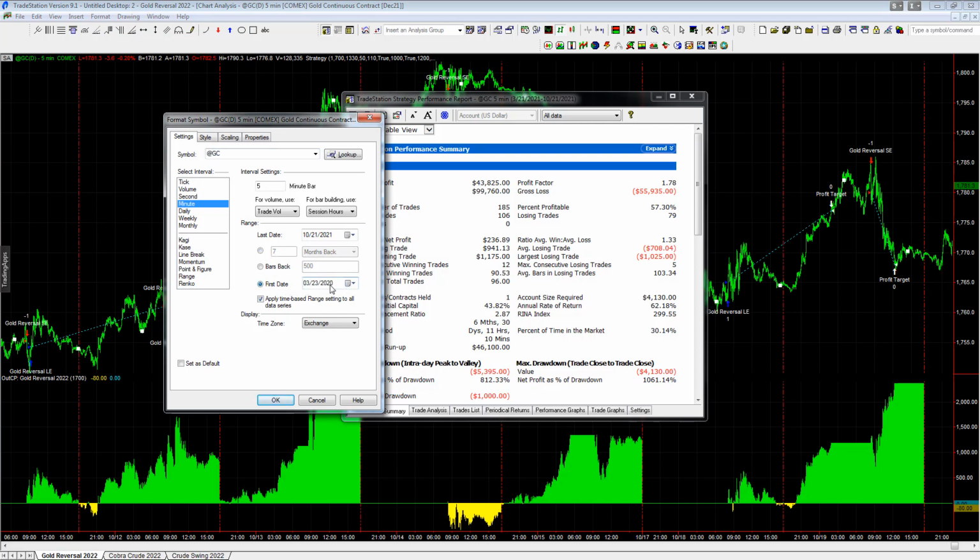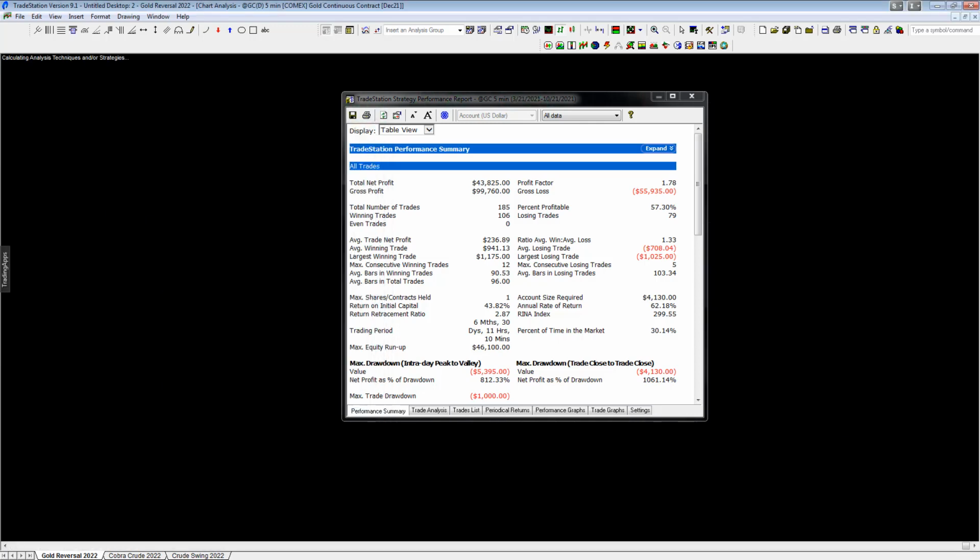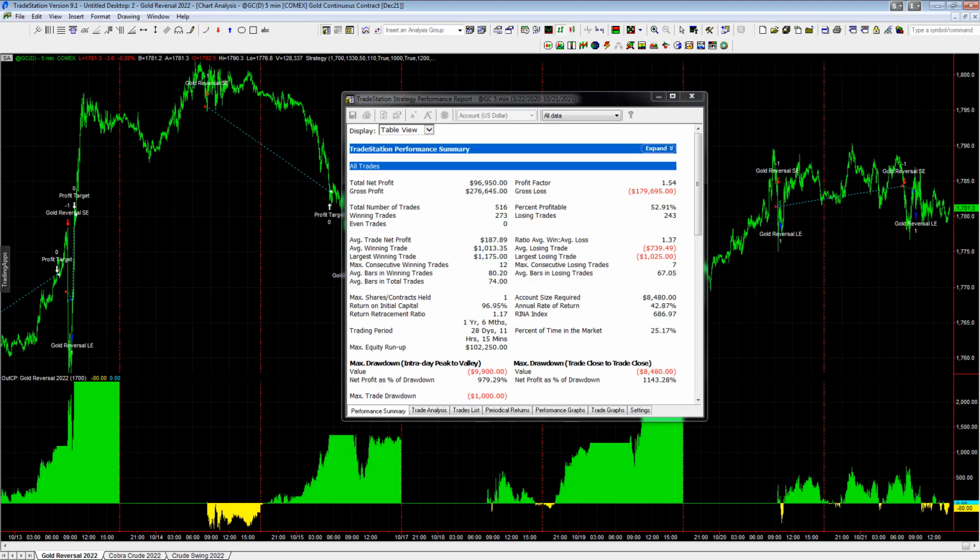So let's go to 3/23/2020. This is the day when Fed stimulus kicked in during the pandemic, and let's see what the results are there. So then it goes from 236 to 187 average trade profit, but still $96,950. This is with $25 round turn slippage and commission. This has a $1,000 stop loss, a $1,200 profit target, 84.80 drawdown.